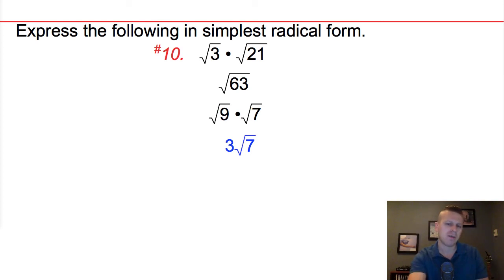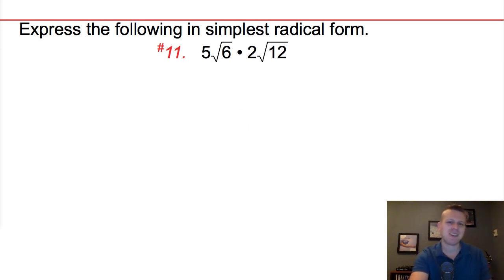Let's try one more before we get you out of here. See if you can express this product in simplest radical form. Well, here what I want to do is I need to multiply the constants in front and also the radicands. 5 times 2 is 10. 6 times 12 is 72. Now 72 has a few perfect squares that go into it. I believe 9 goes into 72. I also believe 4 goes into 72. However, none of those are the largest perfect square.